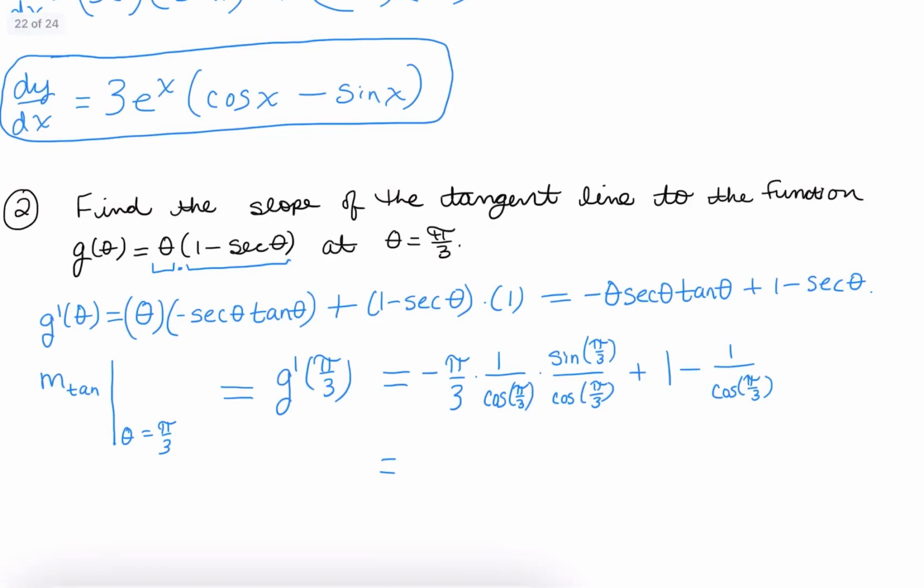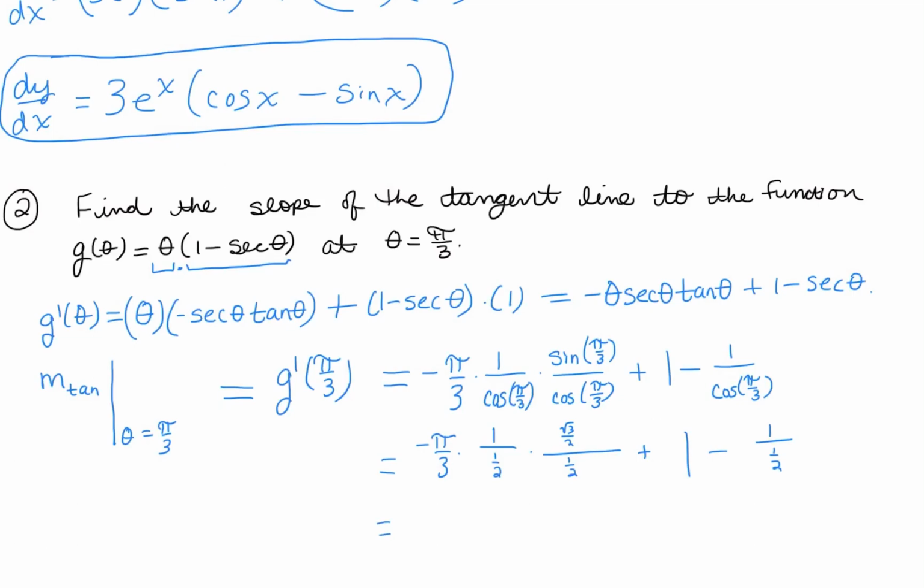So cosine of theta, so negative pi over 3 times 1 over. So your x coordinate up there at 60 degrees, if you want to think of it that way, that's just your 1/2. And your sine up there at 60 degrees at pi over 3 radians is the root 3 over 2, again, over the 1/2, plus 1 minus, again, the 1 over the 1/2.